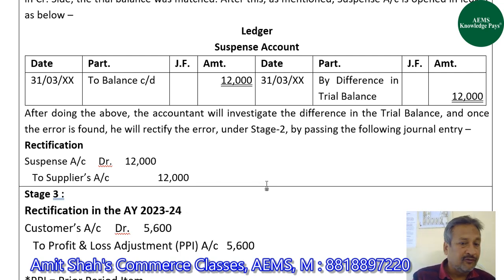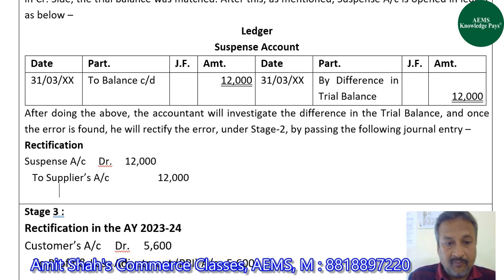12,000 rupees. So once he gets this error, then he will pass this entry and will close his suspense account, and his trial balance now will match itself without inserting suspense account at all. I hope guys you all have understood this.